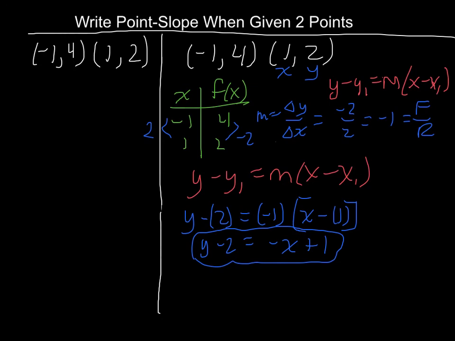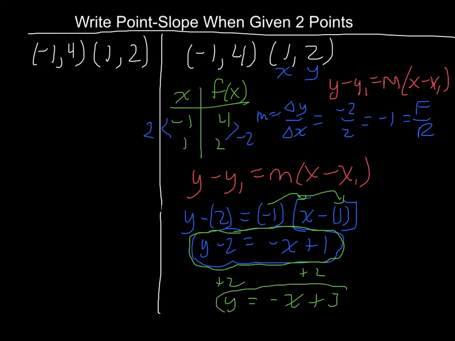In case you didn't notice, what I did here was the distributive property. Negative 1 times x gives me negative x, and negative 1 times positive 1 gives me 1. So this would be my point slope form. I know it seems weird, but if they ask you to write it in point slope form, that's where you would need to stop. Now, if they ask you for y equals mx plus b, then your next step would be to add 2 to both sides. So you get y equals negative x plus 3, and that would be my y equals mx plus b form.